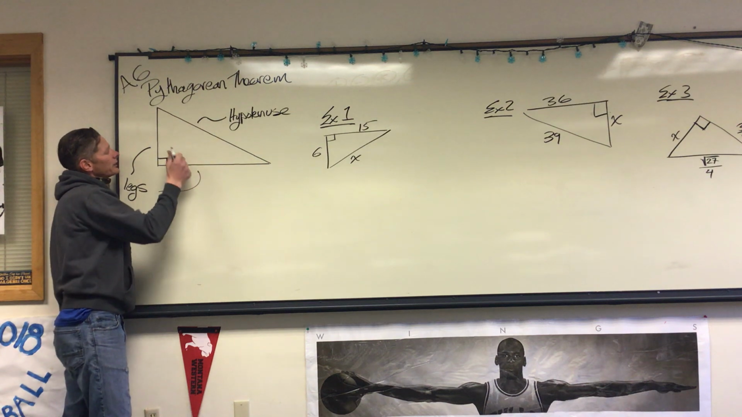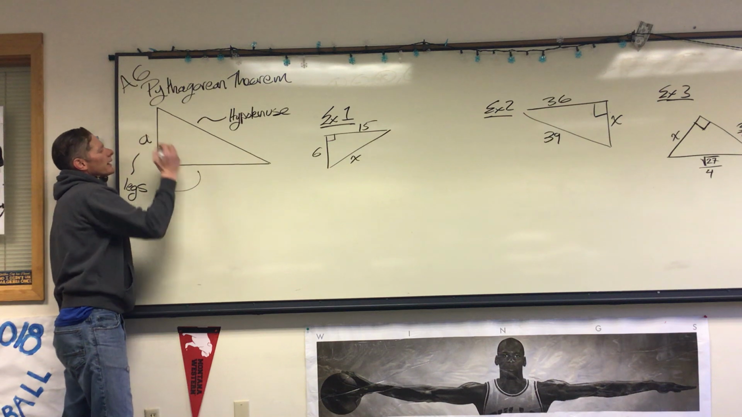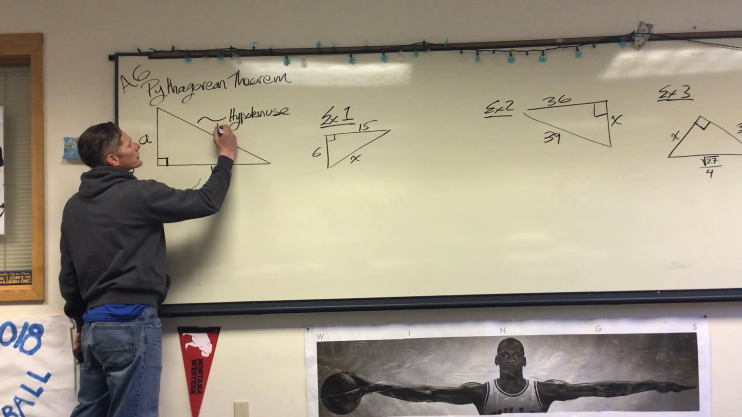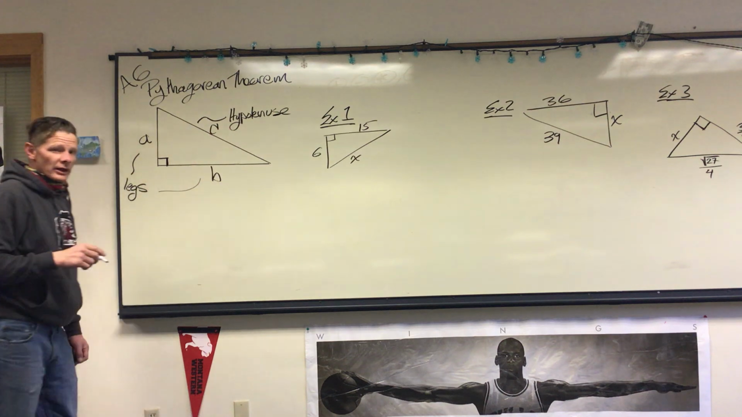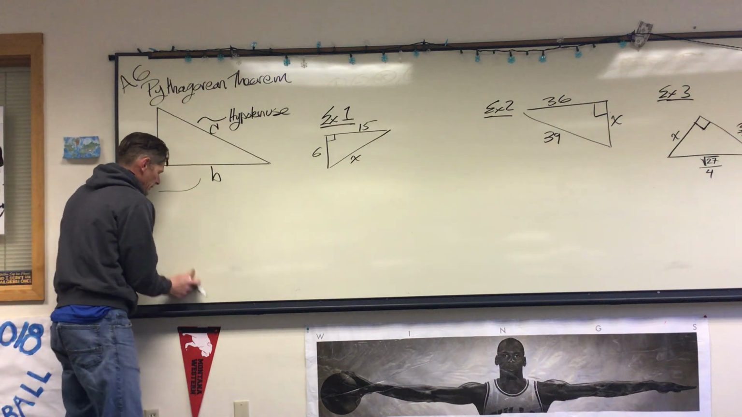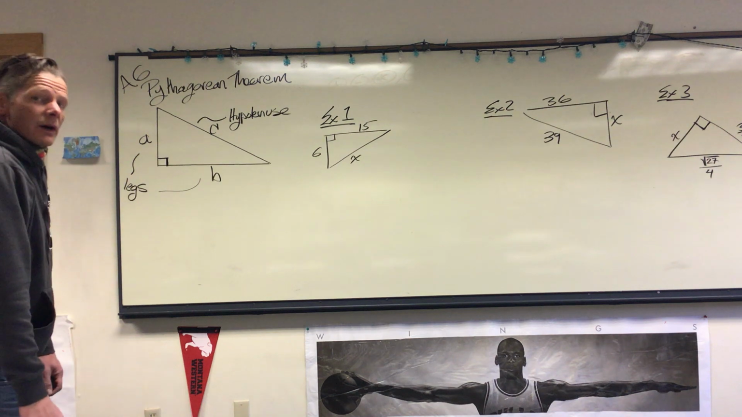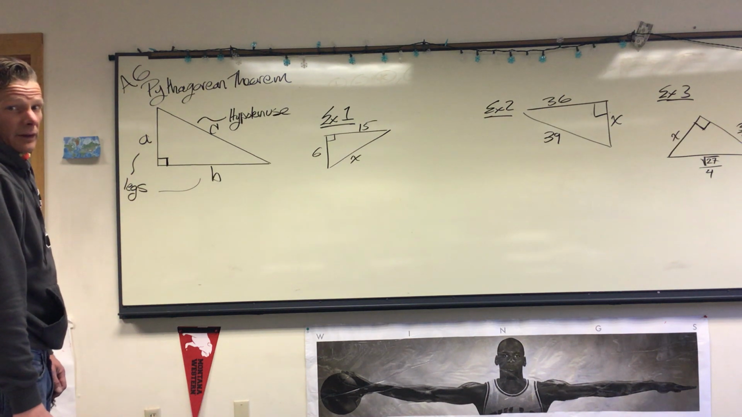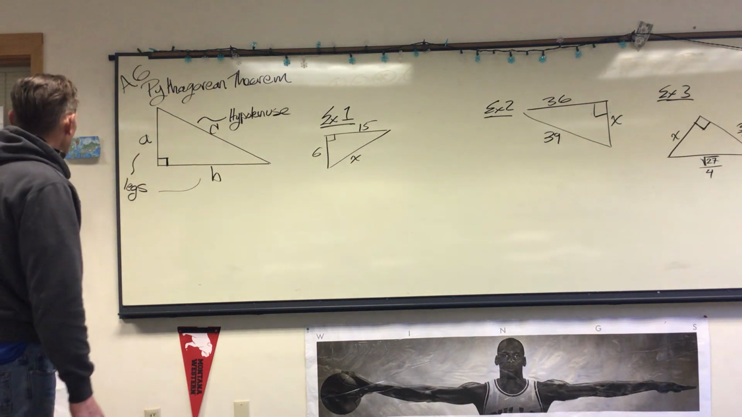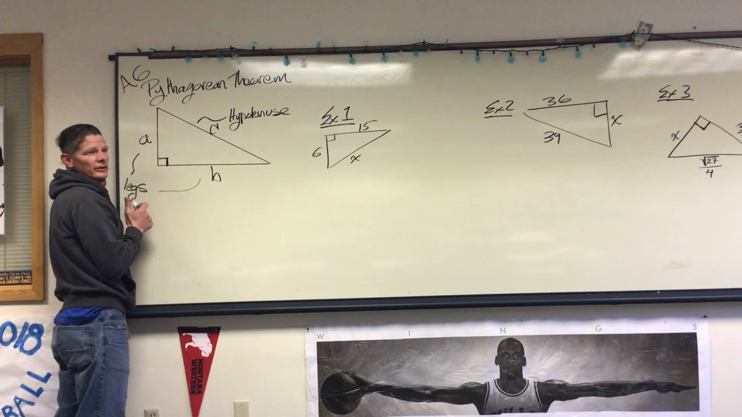Usually when they do the Pythagorean theorem, they label the legs a and b and the hypotenuse c. I'm using lowercase a's, b's, and c's, remember. And the theorem goes like this: the sum of the squares of the measures of the legs is equal to the square of the measure of the hypotenuse.